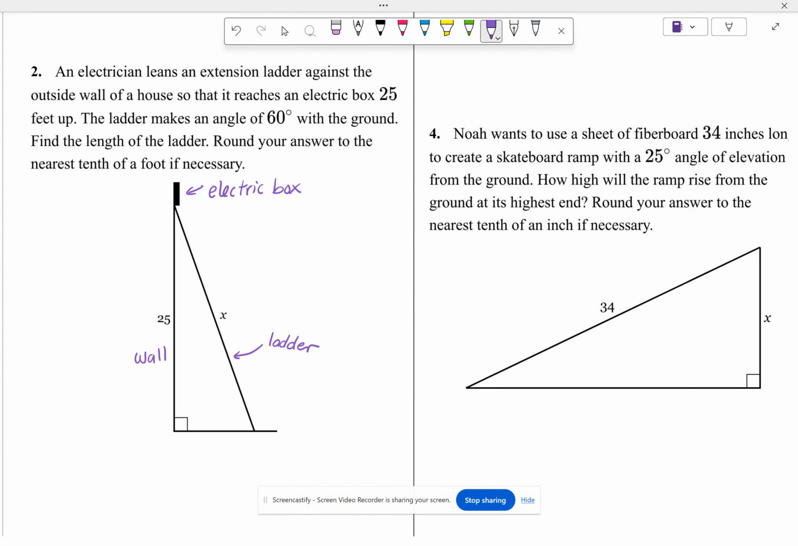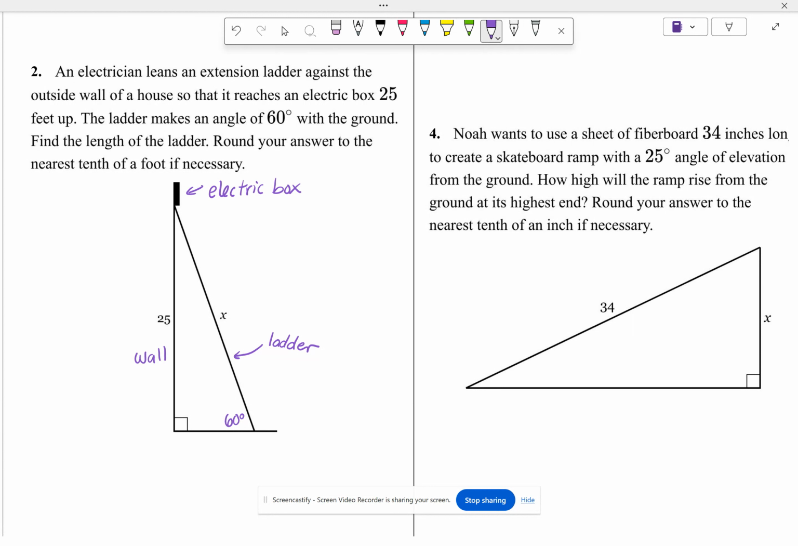The electric box is 25 feet up. So you'll see the 25 is already on this vertical distance. And the ladder makes an angle of 60 degrees with the ground. Okay, so ladder, ground, ladder, ground. So this is going to be 60 degrees. Find the length of the ladder. It's already indicated with an X for us.